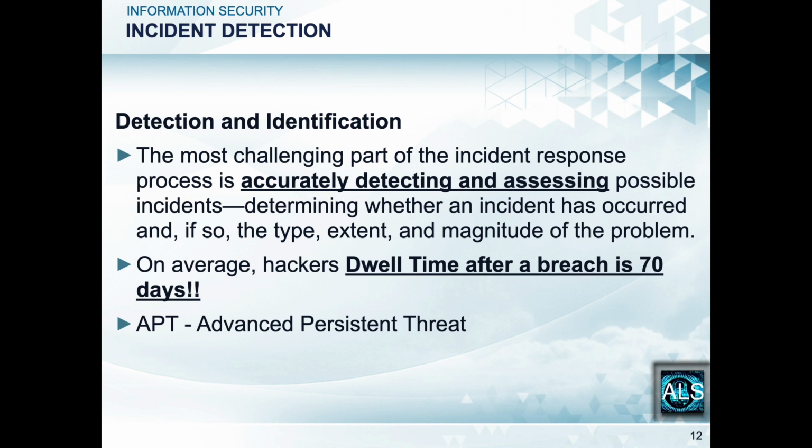The average time that an attacker is in the network undiscovered is 70 days. That's a long time for an attacker or attackers to be in your network without you discovering them. These are also known as APTs, Advanced Persistent Threats.